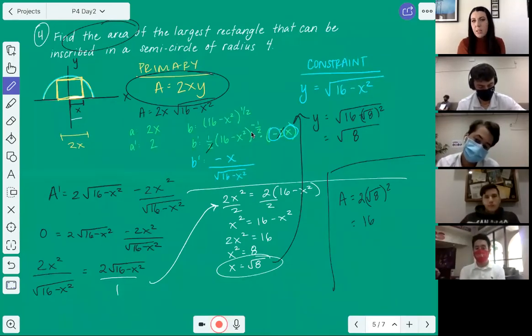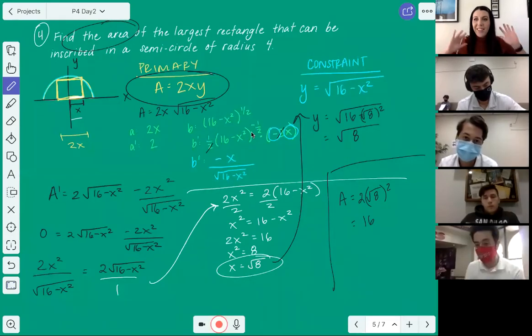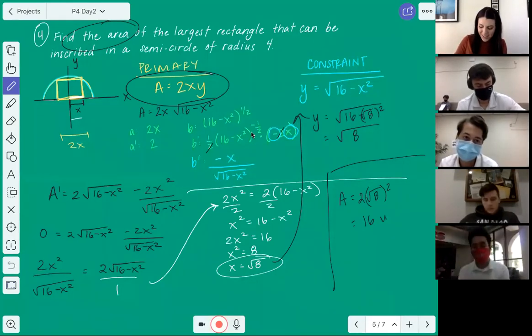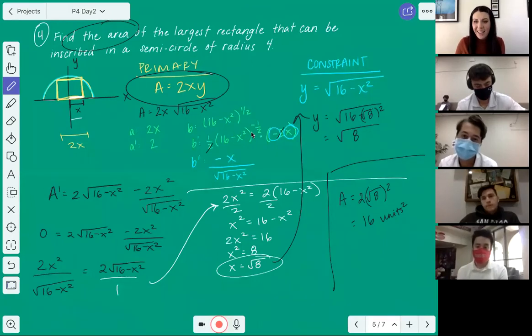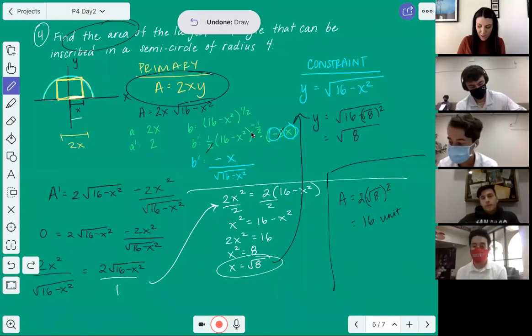Good. Any units on this? There were no units given in the problem, so just leave it as it is. Please don't write units squared. It's the most irritating thing I get sometimes from students. If there's no units, then no units would be a part of your answer. Your final answer would just be 16.